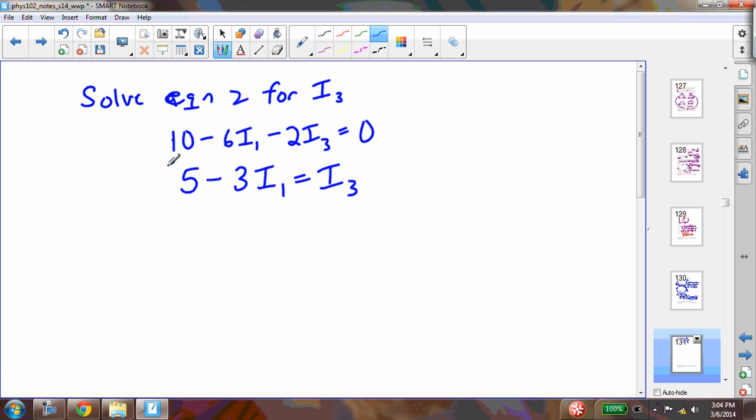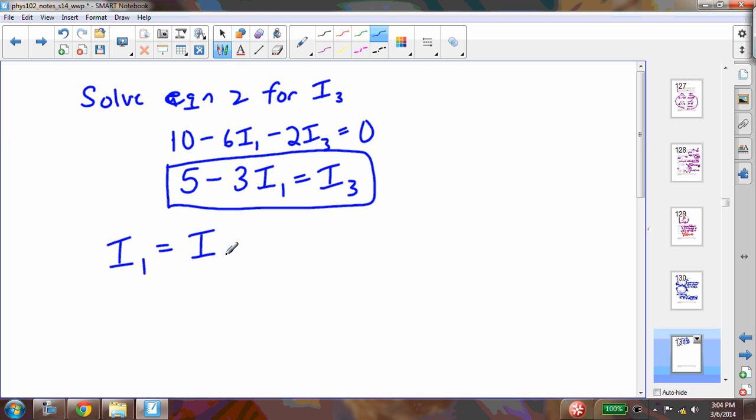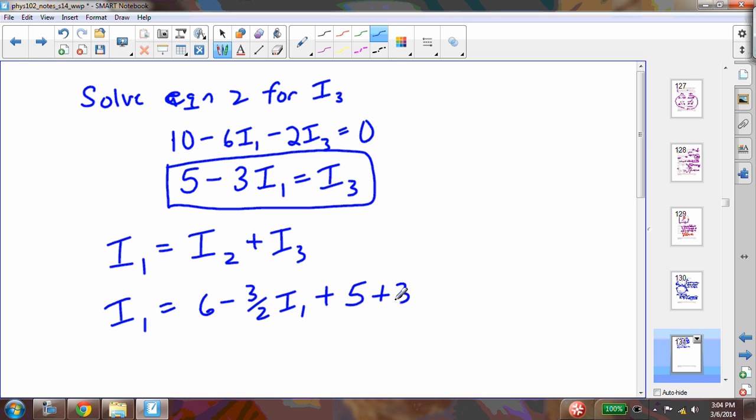Now, I have these two substitutions, and so I'm going to take my junction rule and plug those both in. My junction rule equation said I2 plus I3 is equal to I1. That is that I1 is equal to I2, which is also 6 minus 3 halves I1, plus I3, which is 5 plus 3I1. So see, I've just substituted these in for I2 and I3. Let's see, I have a mistake here. Yeah, this should be 5 minus 3I1.